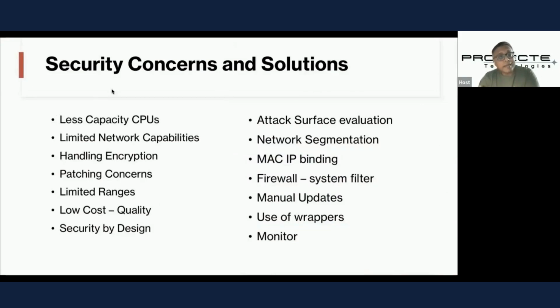How do you overcome this? You carry out a continuous attack surface evaluation. Always evaluate what the attack surface is like. Segment such networks wherever these devices are. These networks, in the present condition, need to be segmented.